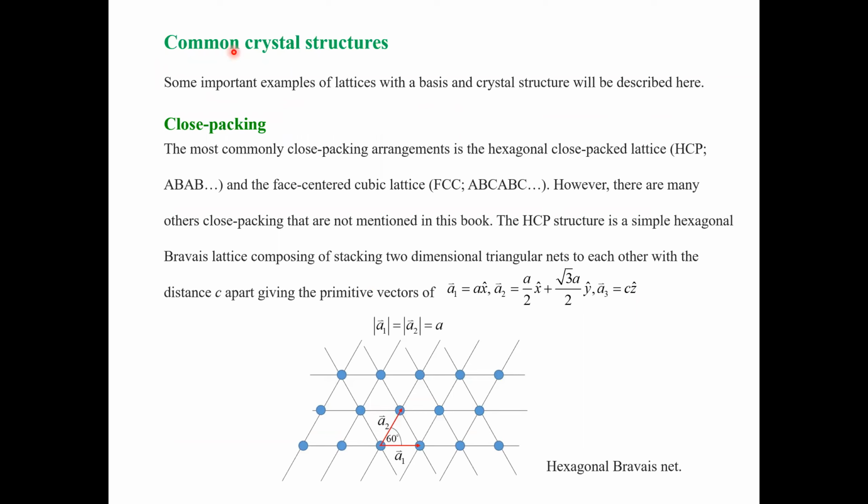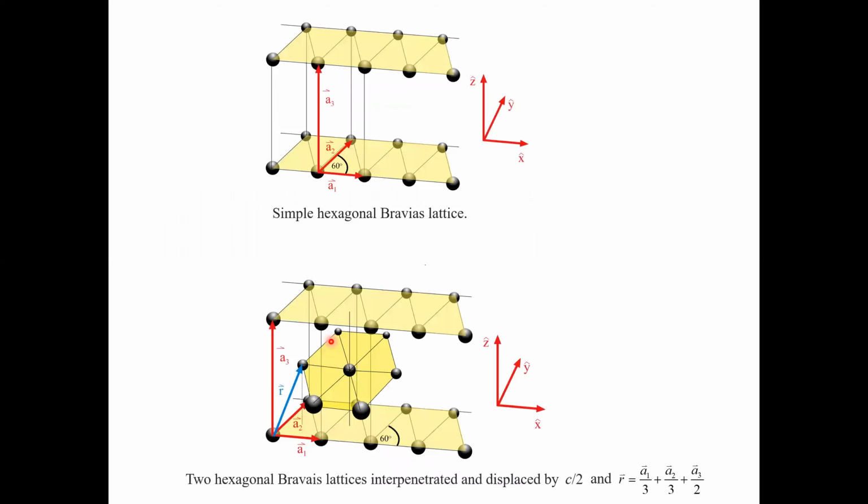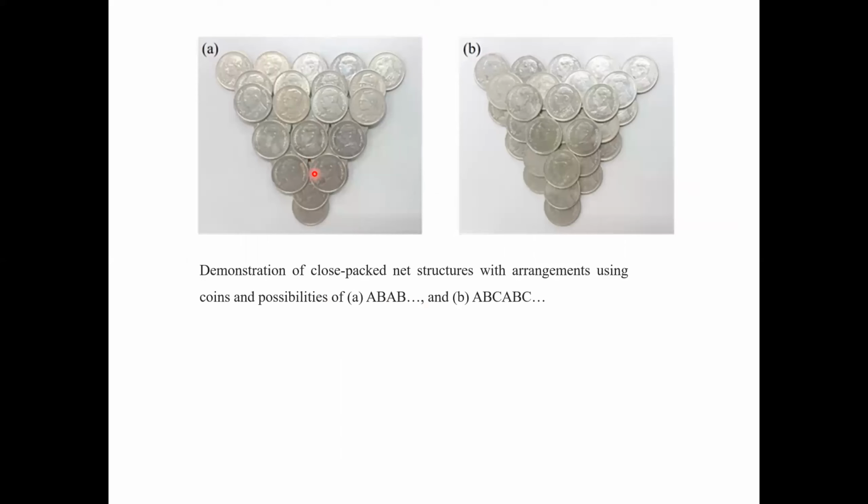Let's talk about some common crystal structures. The first one is called close packing. So close packing, we have 2 ways of building it. Okay, 2 ways of building it. So I show you this one. If you have coins in your pocket or in your wallet, get them all out and then try to build it with me. So we will build AB, AB, and another one, ABC, ABC.